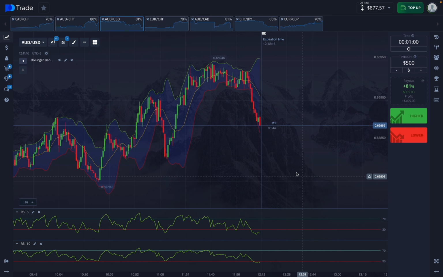You will understand how to correctly use these indicators together. Let's start with a deal of $500. Let's get started and select our first currency pair. Let's open the first deal here for an increase.